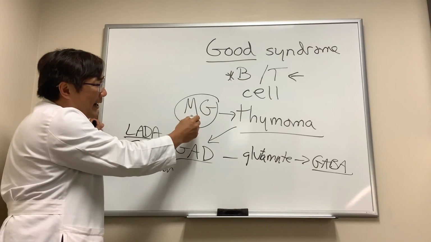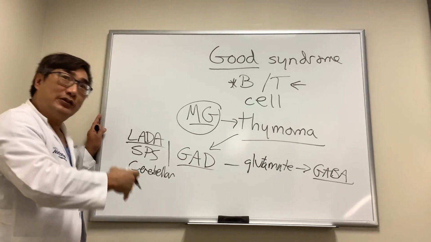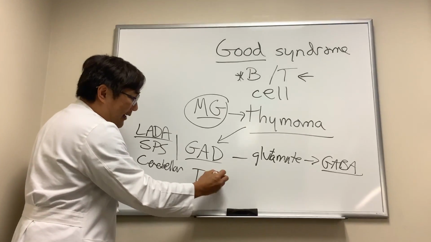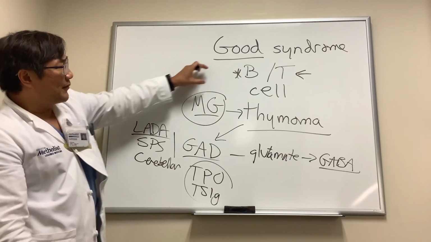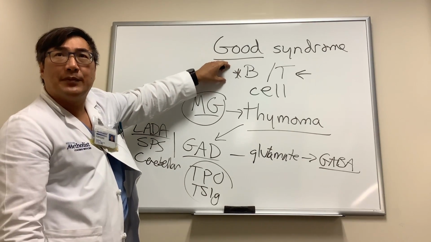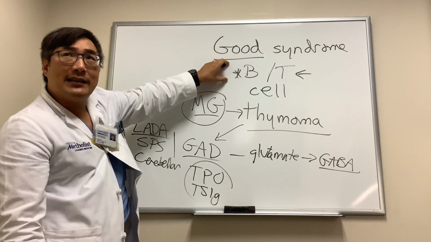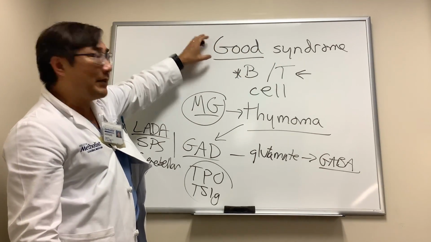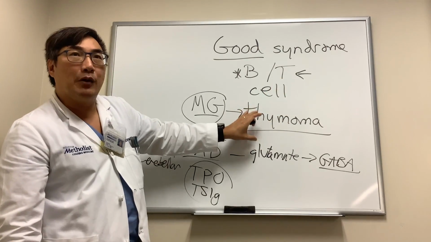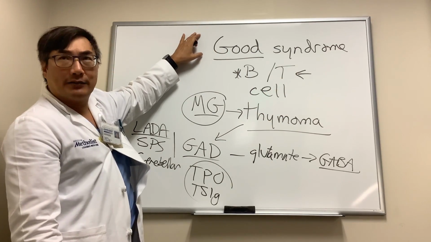And if you have antibodies to one thing, you might get antibodies to another thing. And so those are the thyroid antibodies like TPO and TSI. So all of this is derived from dysregulation in the immune system. For antibodies, that's B cell, and for cell mediated, that's T cell. Because these patients with the Good syndrome have both, and they have the thymoma, you need to know a little bit about Good syndrome.